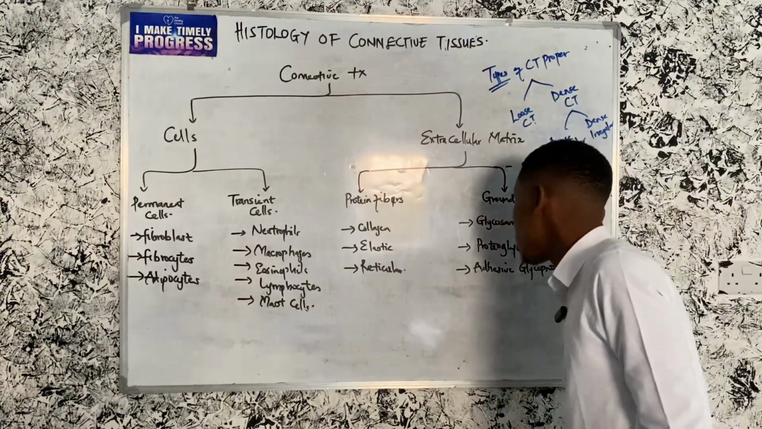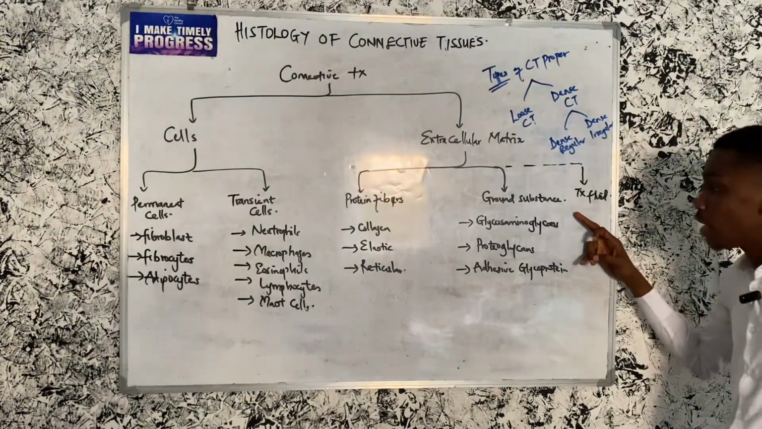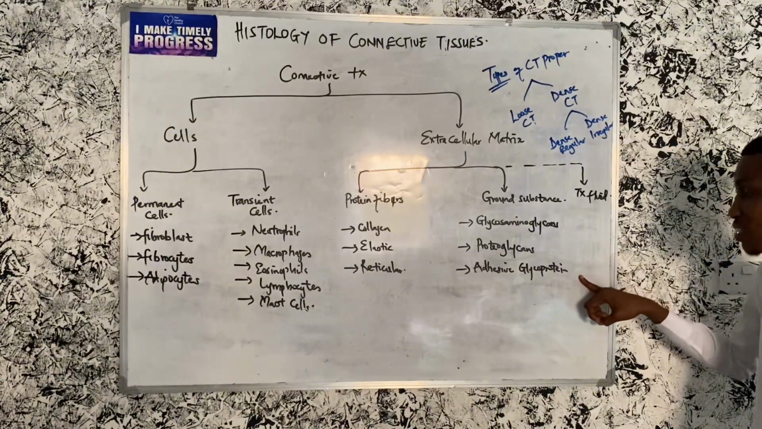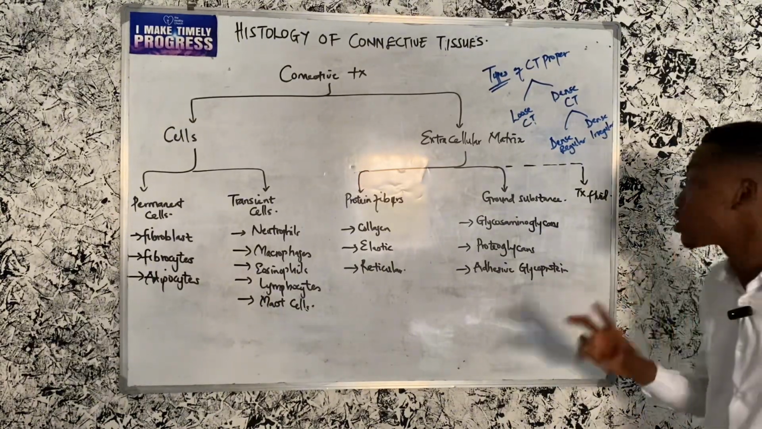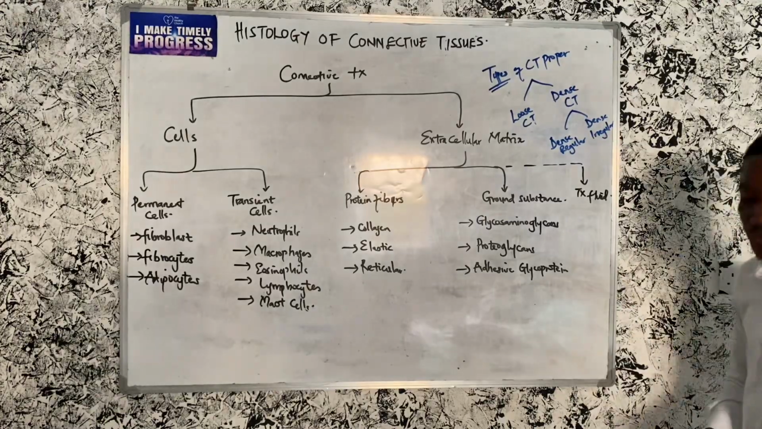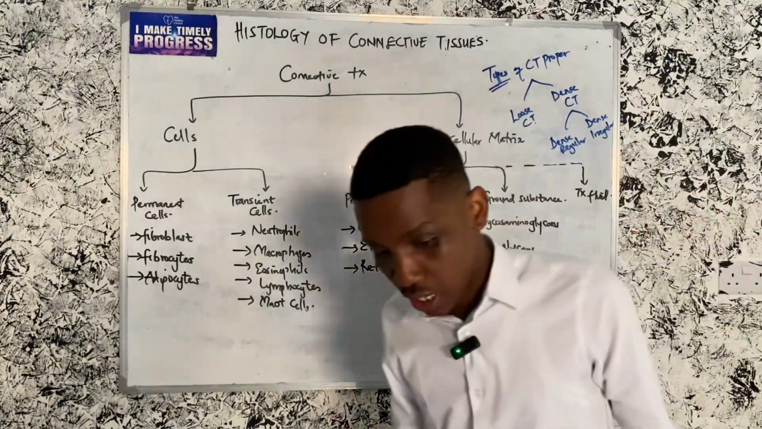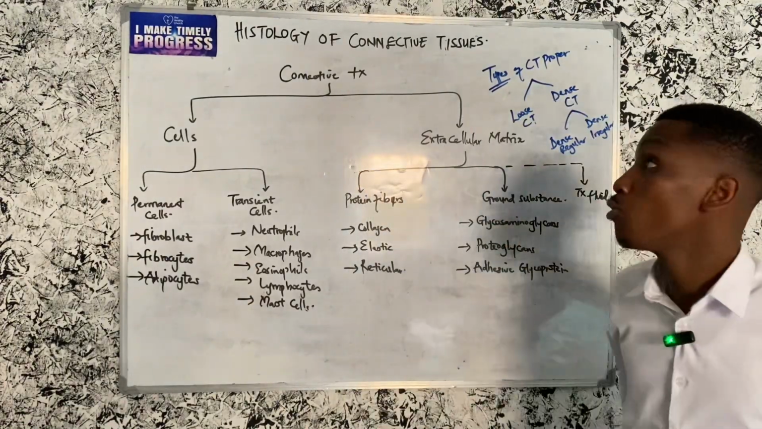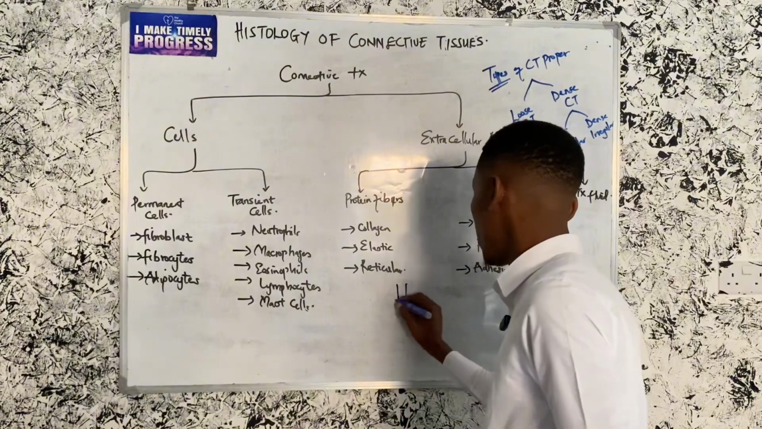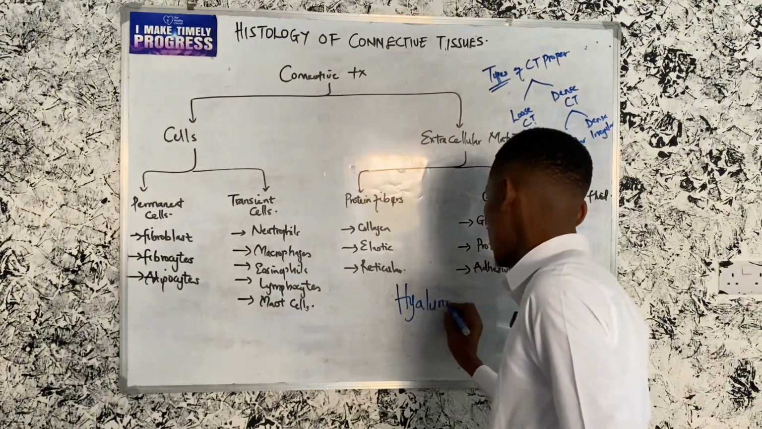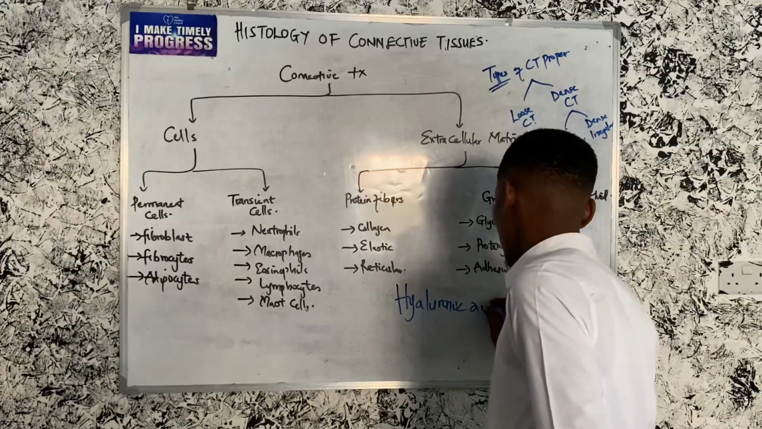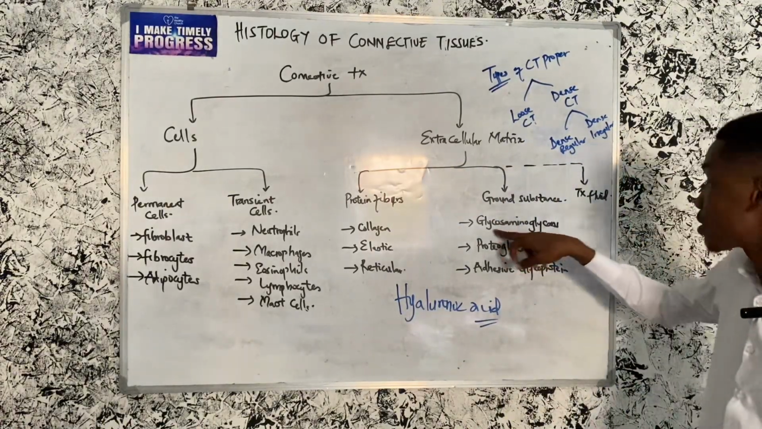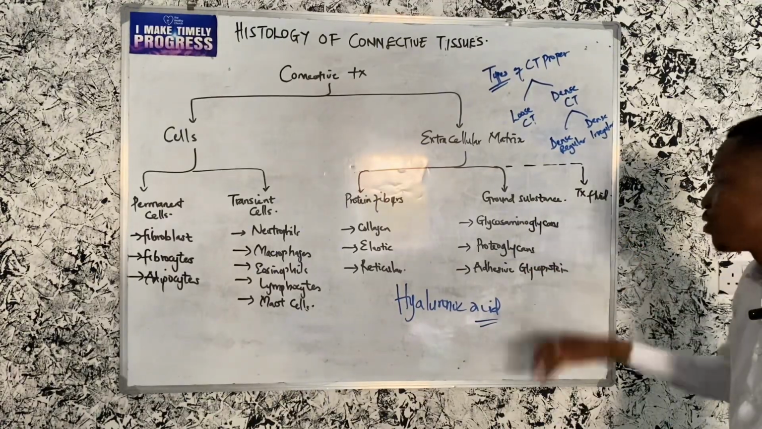Now for my ground substance, what should I know about ground substance? They are either glycosaminoglycans, proteoglycans, or adhesive glycoproteins. This is how I like to put it. There are glycosaminoglycans. We have different examples. The main example is hyaluronic acid. Hyaluronic acid is a very wonderful glycosaminoglycan, a carbohydrate, amino, protein glycan. All right, so you know that.